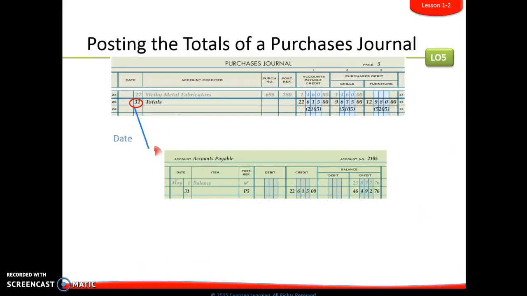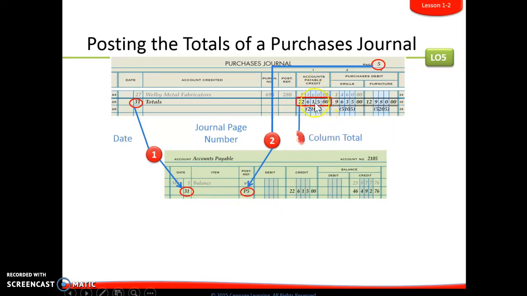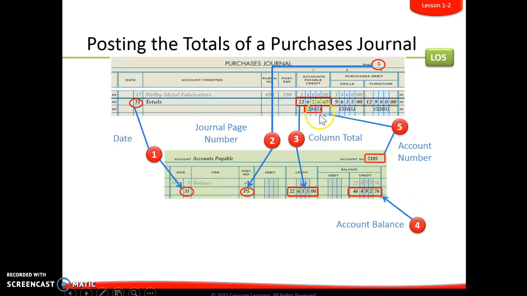All right, now they're showing us our posting of our purchases journal. Okay, so when we are posting our totals, we're posting from the accounts payable credit column, the purchases debit to grills, and the purchases debit to furniture. So here we're looking first at our accounts payable. We're going to put in our date. Our post reference is purchases, so that P stands for purchases journal, page 5. We have a credit to that account, so we're going to put it in the credit column, and then we're going to find our new balance. And then that account number is going to go up underneath our accounts payable credit total.